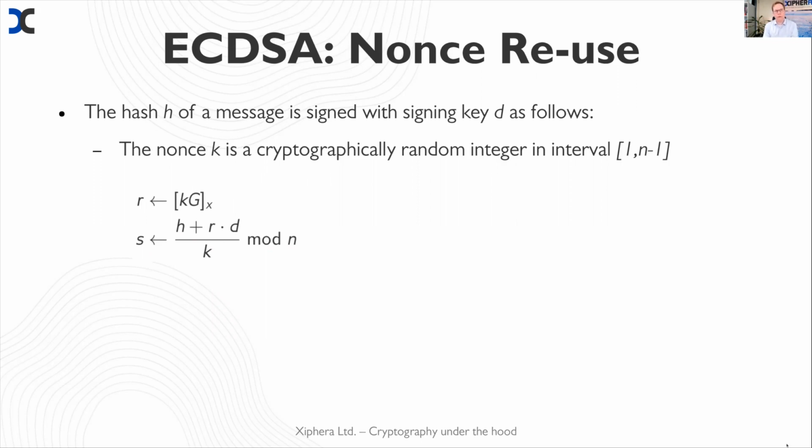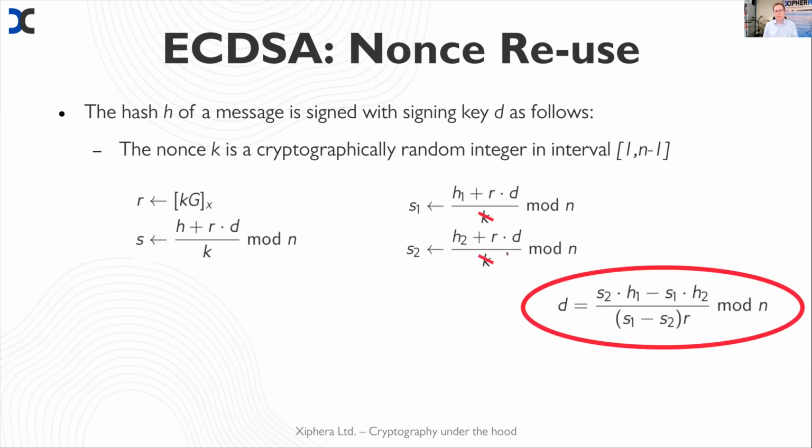Now let's look at what happens if you reuse the same K for two different signatures. So you have a hash of one message H1 and a hash of another message H2, but you use the same K. So what you have is two different S parts, but in both of them the K is the same, and also of course R, because it's only depending on the K and a fixed base point G, and then we have this signing key which is the same for both. So we can actually just factor out the K value and get this nice closed formula for the signing key D.